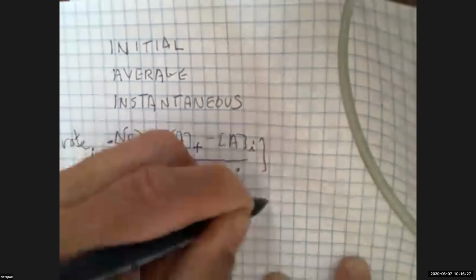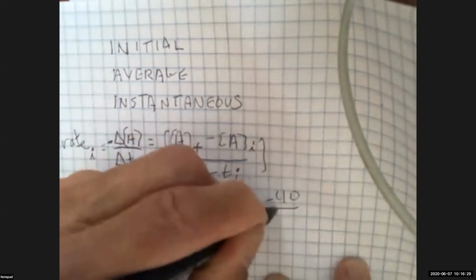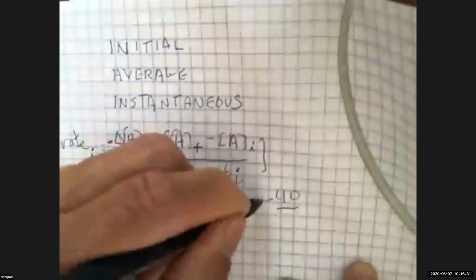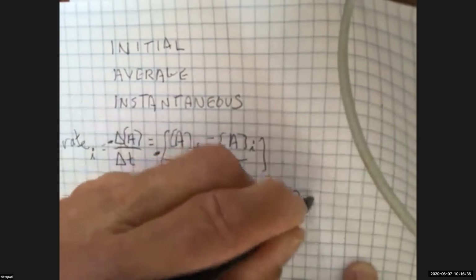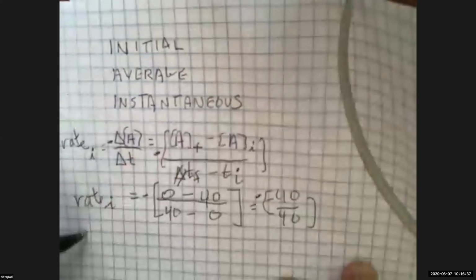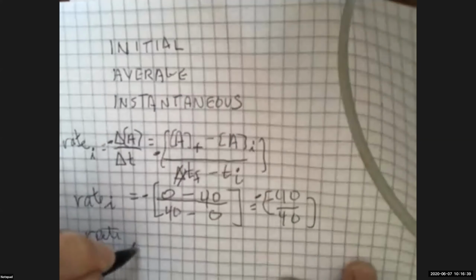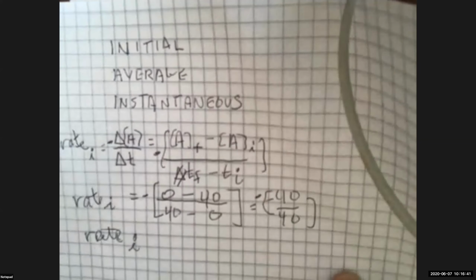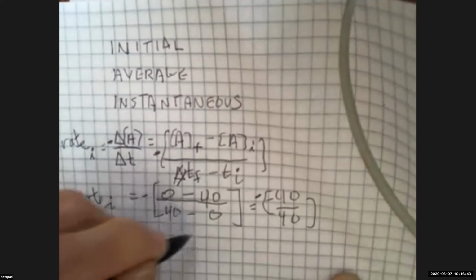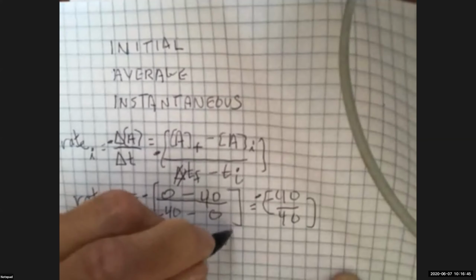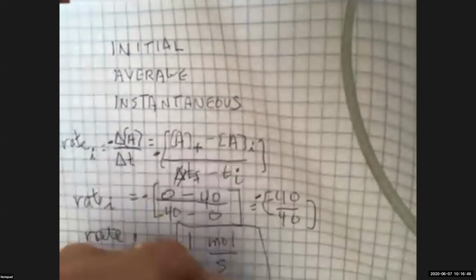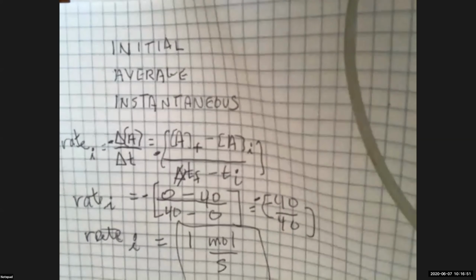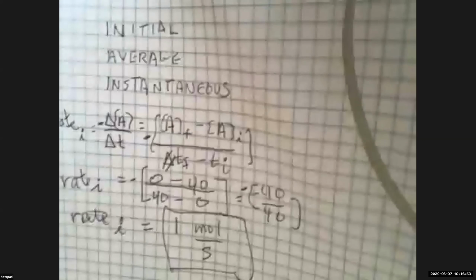So when we do that, we have minus 40 over 40. So that means our initial rate is equal to 1 molecule per second. So that's how you would write that. Our initial rate is going to be 1 molecule per second.